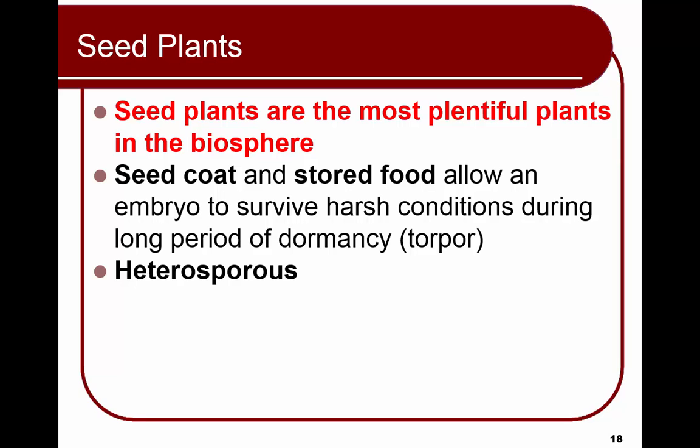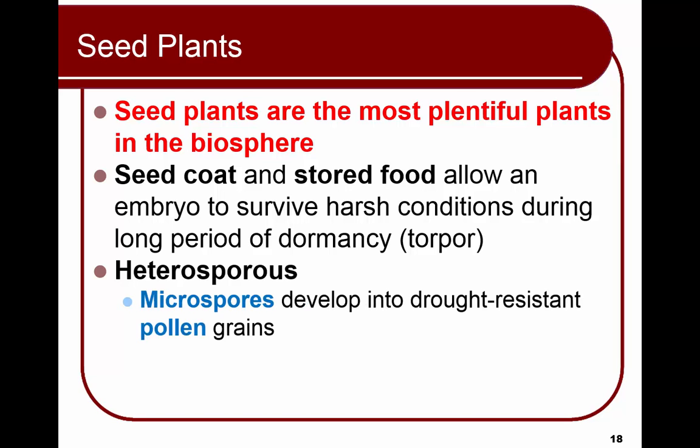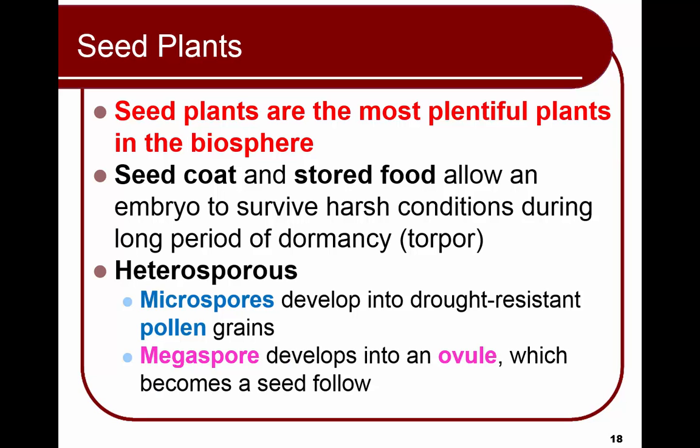They are heterosporous. They have microspores and megaspores, and the microspores develop into drought-resistant pollen grains, so it's the male gametophyte. And the megaspores develop in an ovule, and it becomes the seed during fertilization, so it's the female gametophyte.